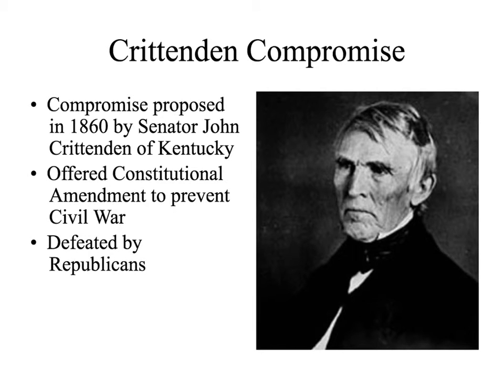There's a guy, his name is Senator John Crittenden, in the spirit of Henry Clay of Kentucky, right? He tries to come up with a compromise to save the Union. It's known as the Crittenden Compromise. He proposes it in 1860 to try to keep the South from leaving. It offered a constitutional amendment to prevent civil war. It would have essentially allowed slavery to continue to exist. And so it is eventually defeated by the Republicans in Congress, and so we are not going to be able to avoid secession.